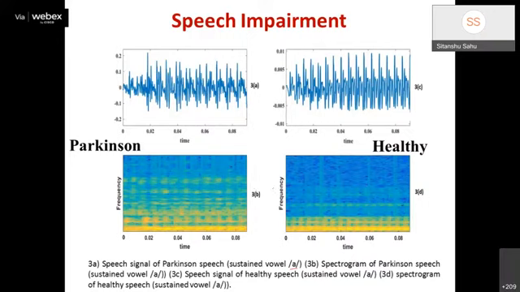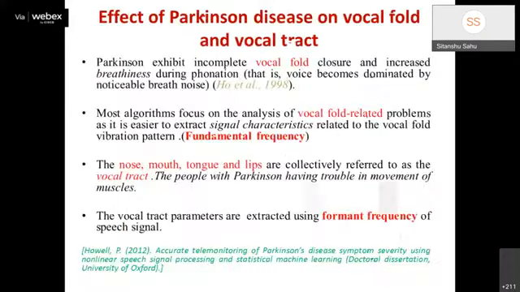So if we can capture this behavior or this pattern, then we can design a machine learning algorithm that will predict, if a speech sample is presented to the device, whether it is of Parkinson type or healthy type, right? Okay, so what is the effect of Parkinson's disease on the speech production system?